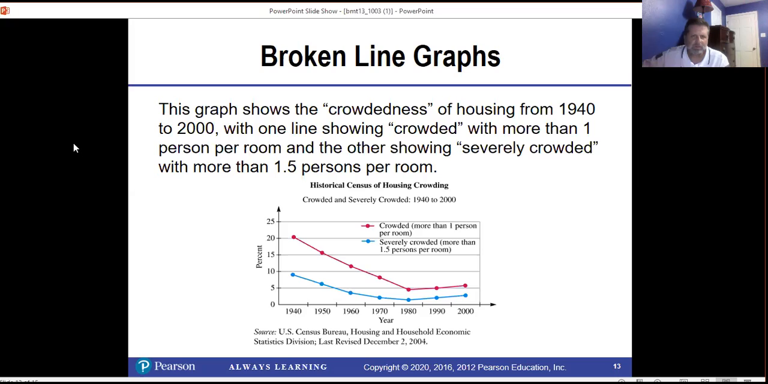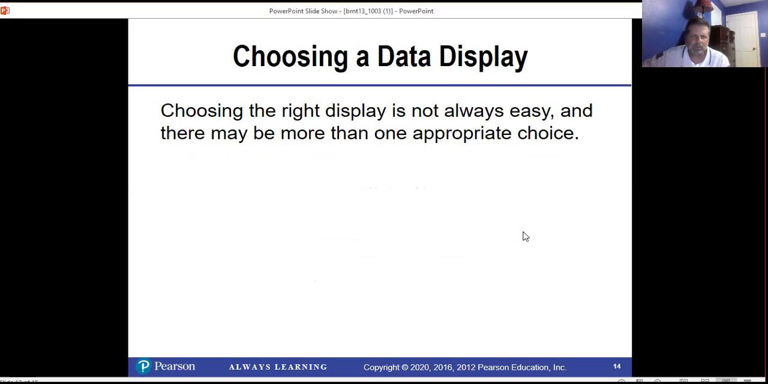It says this graph shows the crowdedness of housing from 1940 to 2000, with one line showing crowded with more than one person per room and the other showing severely crowded. And so notice how many severely crowded here, and it's really broken down here. So you get different types of information. Main thing is, can you read this? It says you have 20% of the houses are crowded. At 1940, about 9% overcrowded, severely crowded. Notice the severely crowded goes down, and so does the overcrowded as we build more houses.